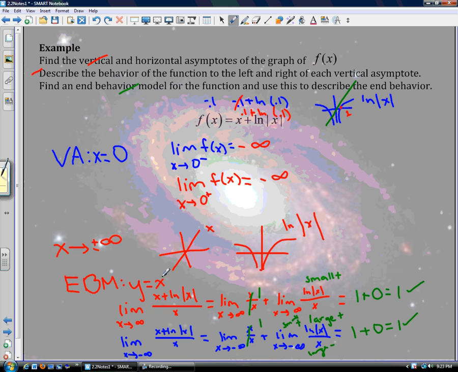Okay, so our end behavior is going to be the end behavior of y equals x, right? In other words, who cares what our function looks like? But as you go to the left and to the right, it is going to look like y equals x. So therefore, the limit as x goes to positive infinity is infinity, and the limit as x goes to negative infinity is negative infinity.